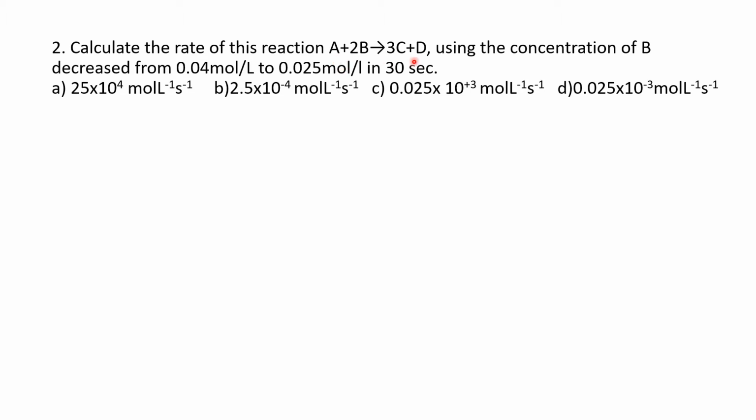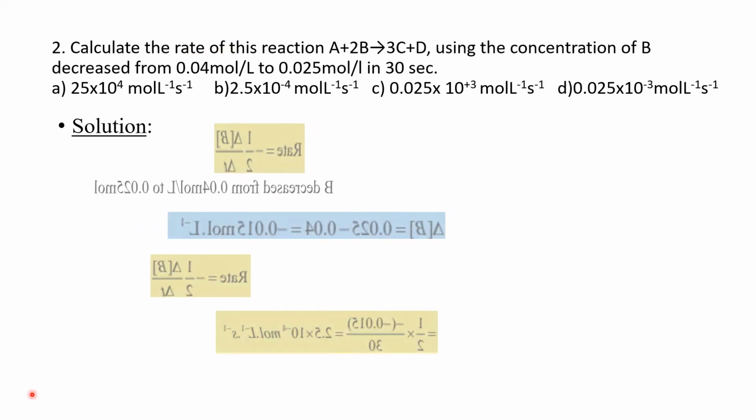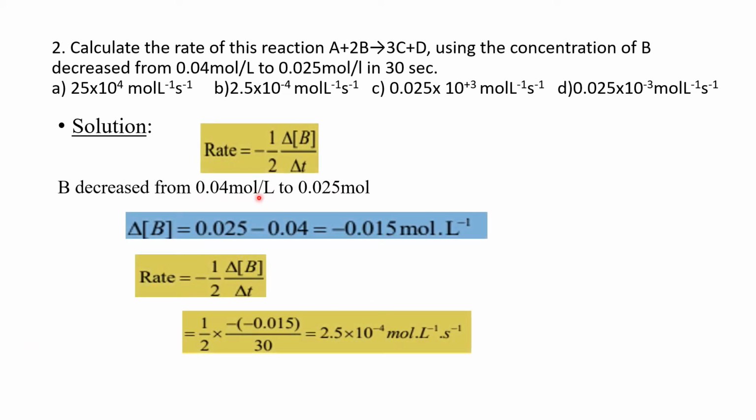See, rate of the reaction A plus 2B gives 3C plus D, using the concentration of B decreased from 0.04 mole per liter to 0.025 mole per liter in 30 seconds. So how much is it decreasing? The concentration of B is decreasing from this much to this much. So they are asking the rate of the reaction. We need to find the rate of the reaction. How to find the rate of the reaction? First we need to write the rate expression.